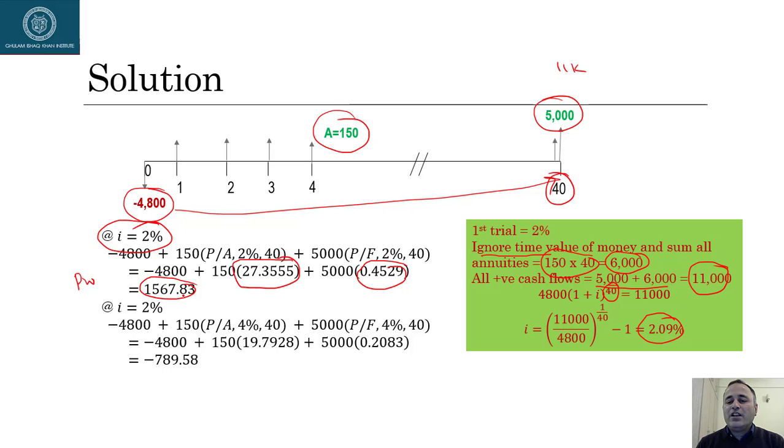But remember, the yield to maturity or the rate of return or the internal rate of return is the one at which your PW is equal to 0. So my target is this one, PW equal to 0. So let me try, sorry, I apologize, this is a mistake. So at i equal to 4%, if I get factors for 4%, now my value PW is minus 789.59. So of course 0 would be in between 1567 and minus 789. This is what I want.